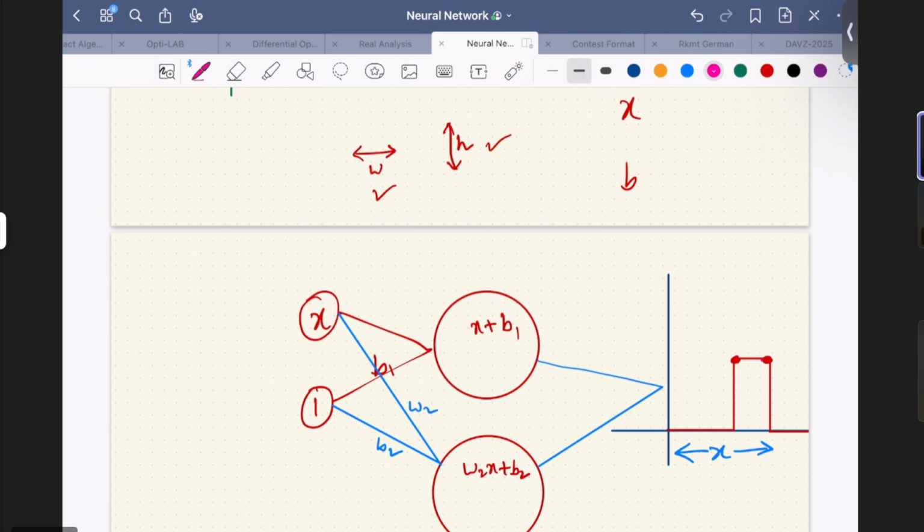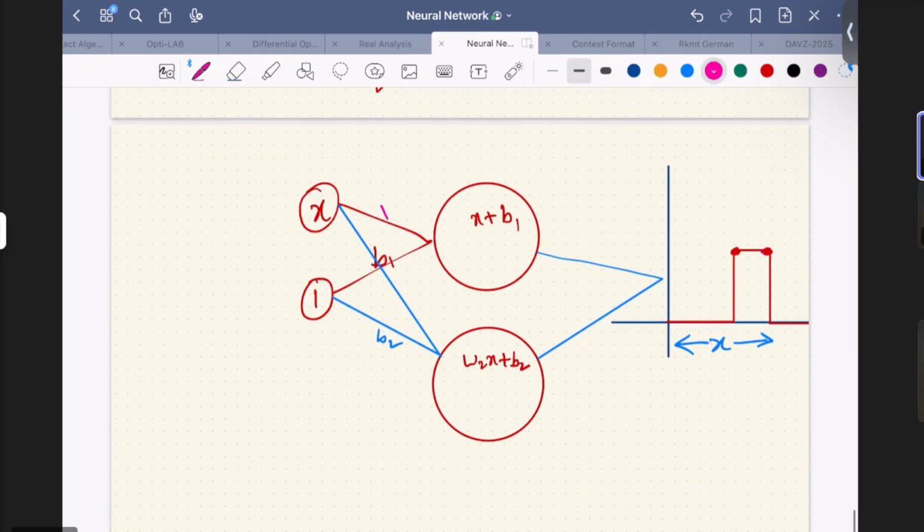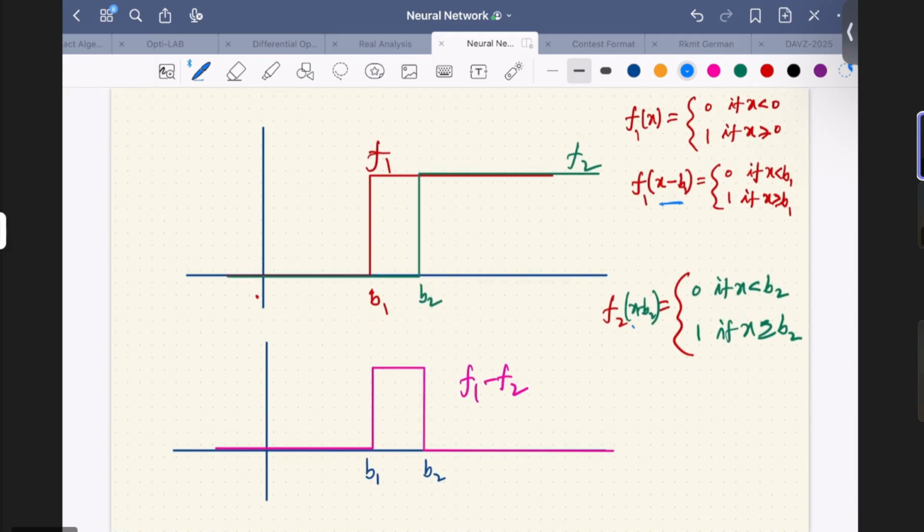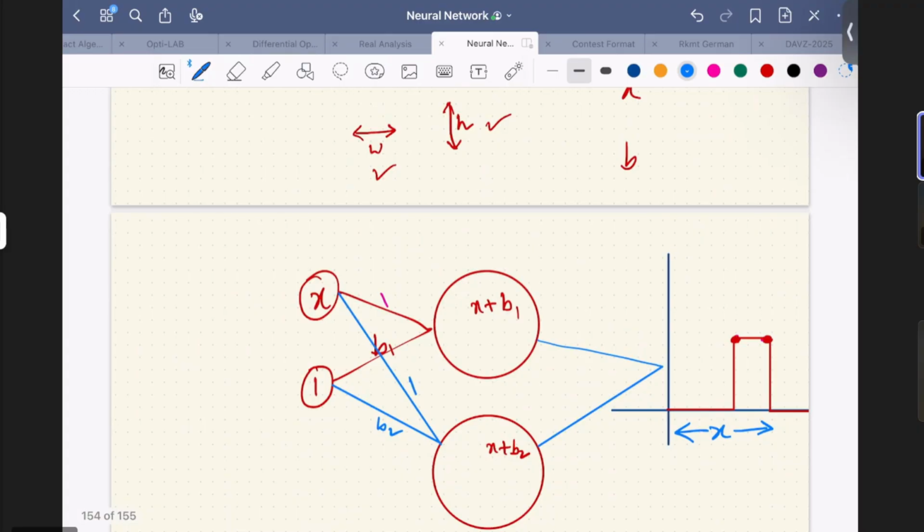Okay, W1 would be 1, so x plus b1. W2 is also 1. So now think of x plus b1 and x plus b2, same as this one, right? We are constructing. Now you are applying a step function on top of this.